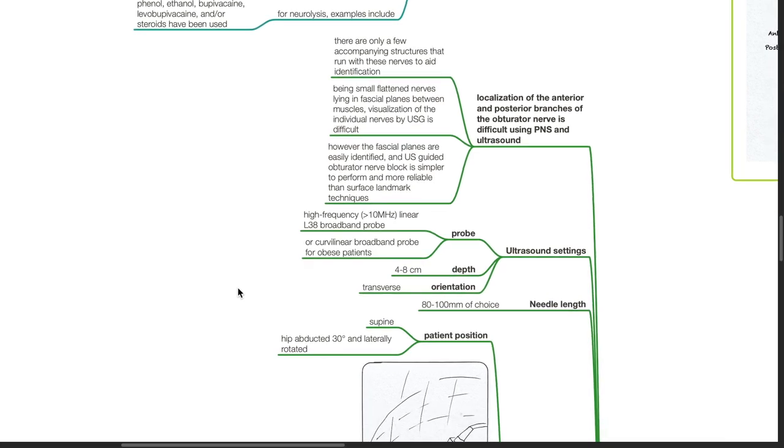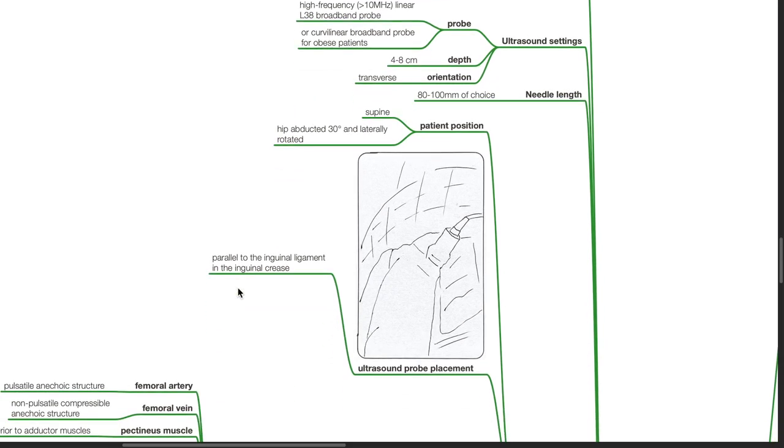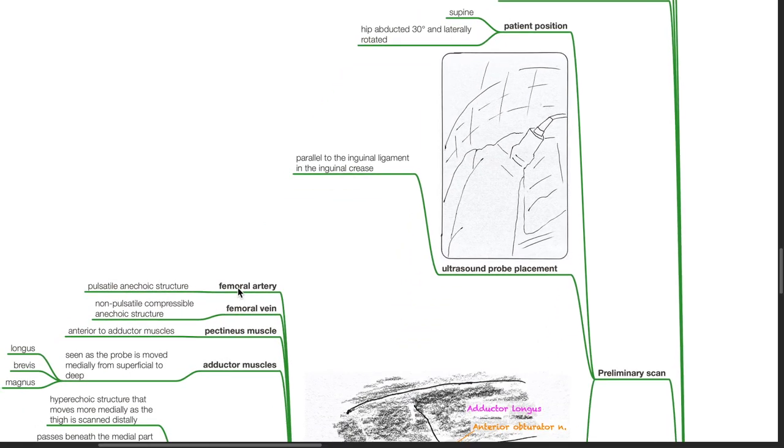Ultrasound settings. Use a high-frequency linear probe, or a curvilinear broadband probe in obese patients. Set at a depth of 4 to 8 cm. Orientation is transverse. Needle length of choice is 80 to 100 mm. The patient is positioned supine with the hip abducted 30 degrees and laterally rotated. The ultrasound probe is placed parallel to the inguinal ligament in the inguinal crease.